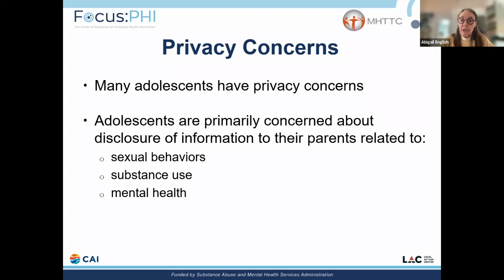So what the research has shown us over at least 40, 50 years is that many adolescents do have privacy concerns. Those privacy concerns are related to a wide range of different issues, but primarily we've found that adolescents are concerned about disclosure of information, particularly to their parents, though not exclusively to their parents, as we saw from the second poll, related to sexual behaviors, substance use, and mental health concerns. And of course, mental health concerns are a major focus of today's presentation and Thursday's presentations.